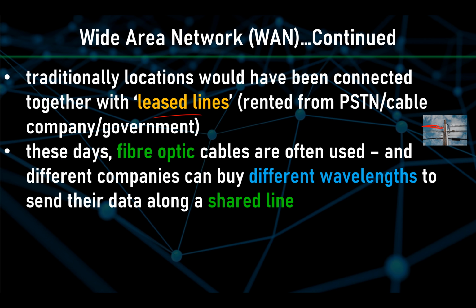Right, so these days fiber optic cables are often used, and different companies can buy different wavelengths to send the data along a shared line. Of course, normal people are not going to have to do this, but if you're something like Google, you're probably going to want fast connections between your various Google offices. In that case, maybe you'd buy this.